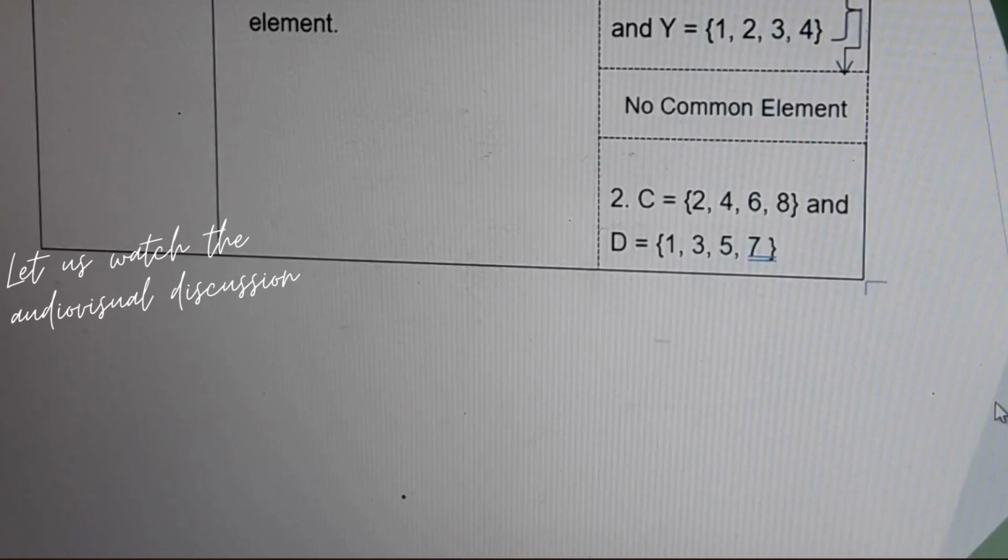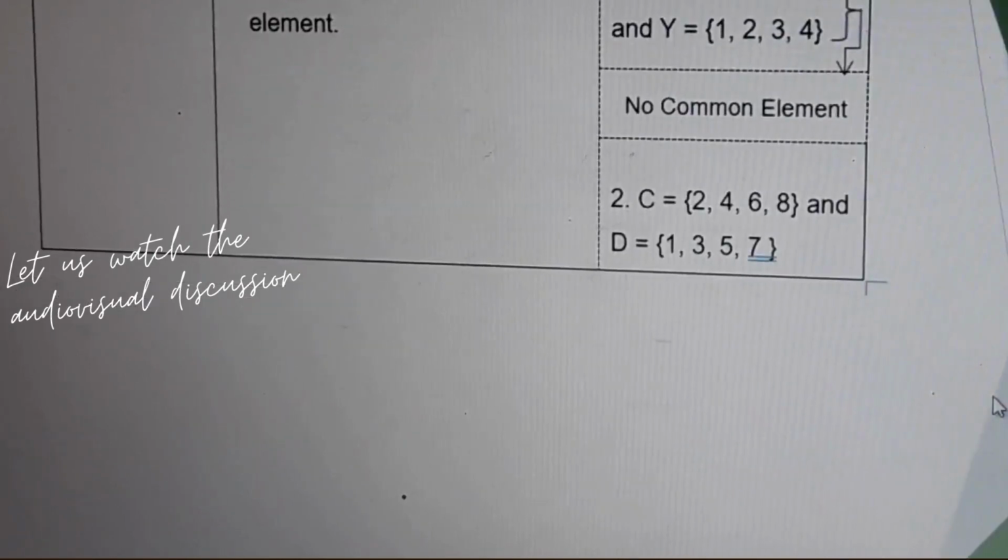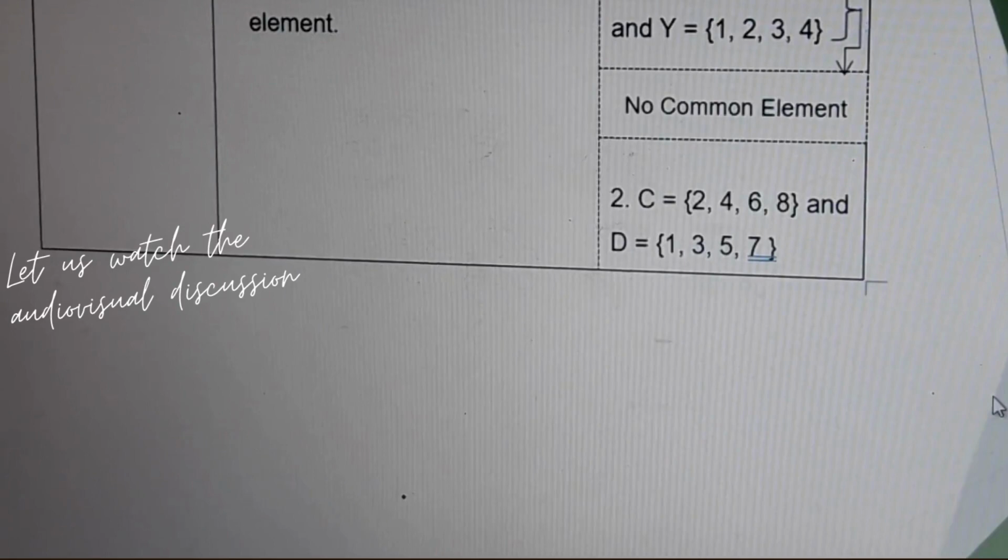So, for example, we can consider set C as disjoint compared to set D because set C has the elements 2, 4, 6, 8, while set D has 1, 3, 5, 7. It's very clear that there's no common number between them, so they are disjoint sets. In the first example, we are also comparing set W and set Y, where set W is composed of the elements A, B, C, D, while in set Y we have the elements 1, 2, 3, 4. So no common element between the two sets.